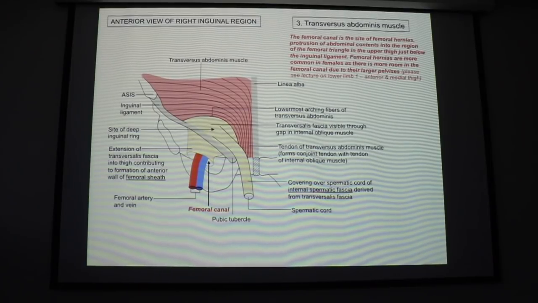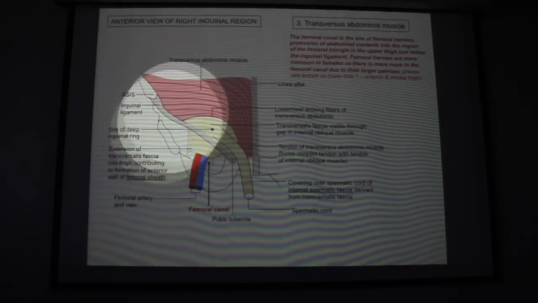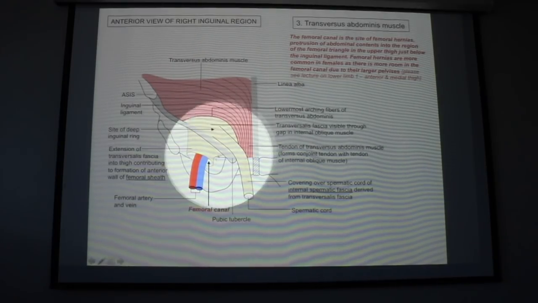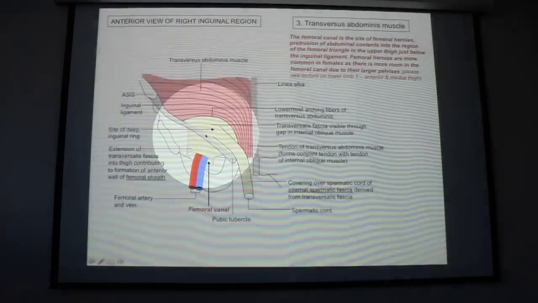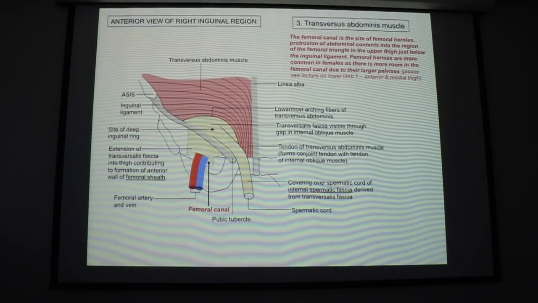So now I can say one is medial to the inguinal ligament and one is lateral to the inguinal ligament. Can you figure it out? Yes. This is my inguinal ligament. So medial to it is this, and then this is lateral to it. So any hernia which is way lateral must be a femoral hernia, and anything which is way medial must be an inguinal hernia. Is this clear so far?